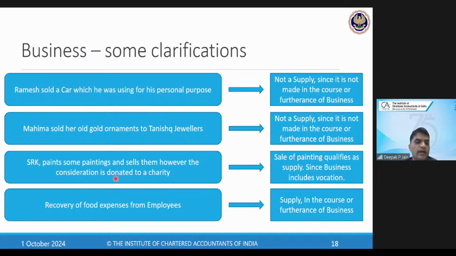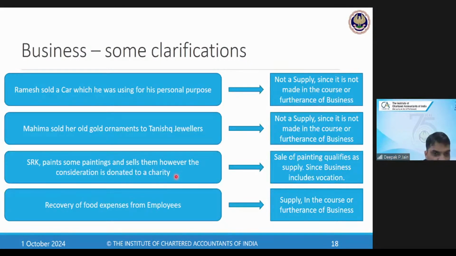SRK, Shah Rukh Khan paints some paintings and sells them. However, the consideration is donated to a charity. So in this case, what happens? He is providing some service and the end result is provision of charity. So will it be taxable? Yes, it will be taxable because sale of painting qualifies as a supply. Since business includes vocation, then it will get covered.